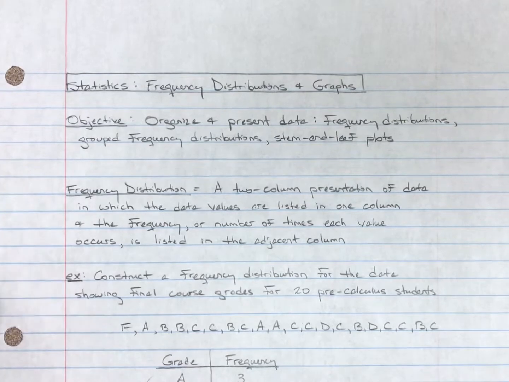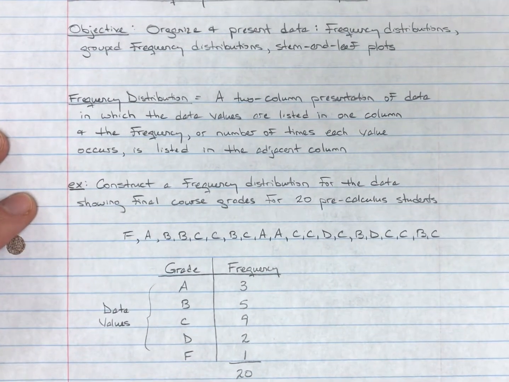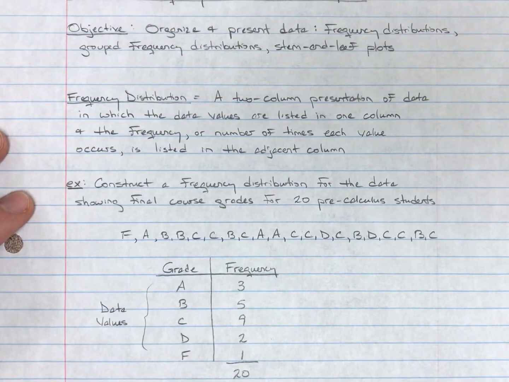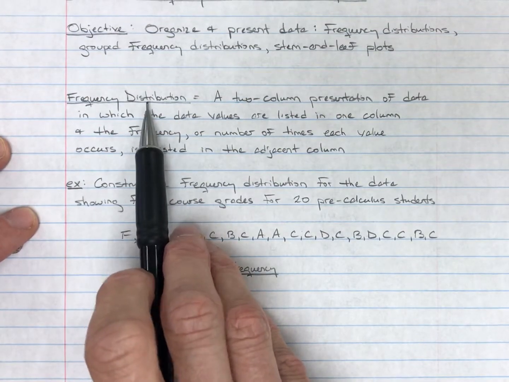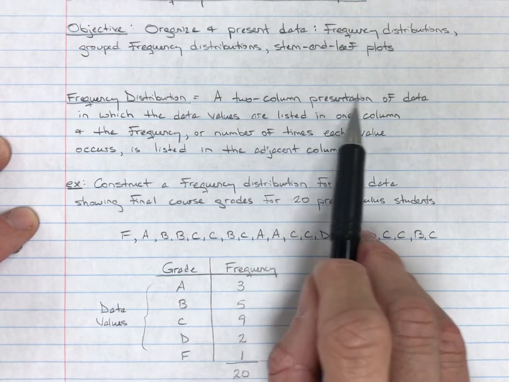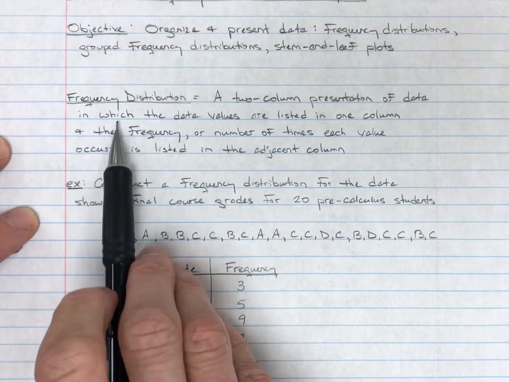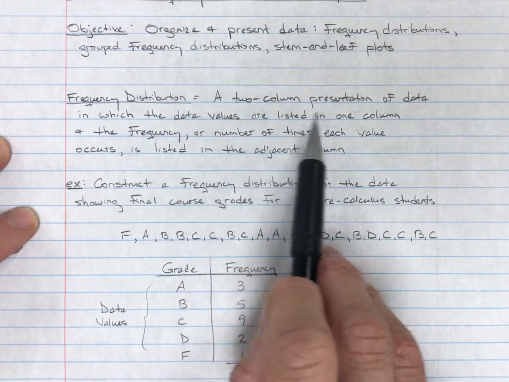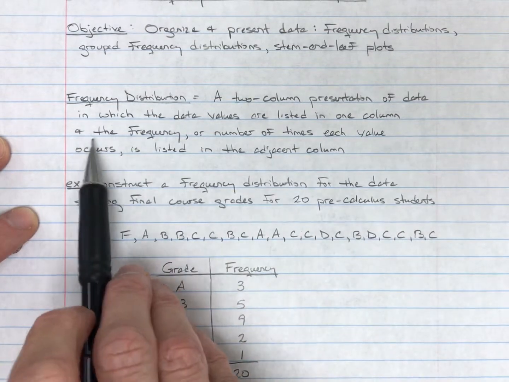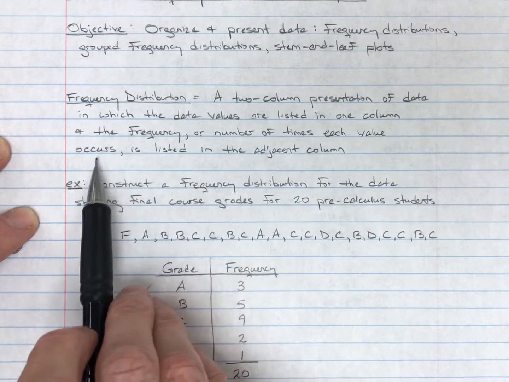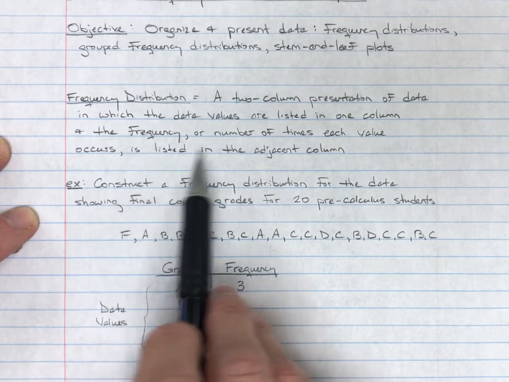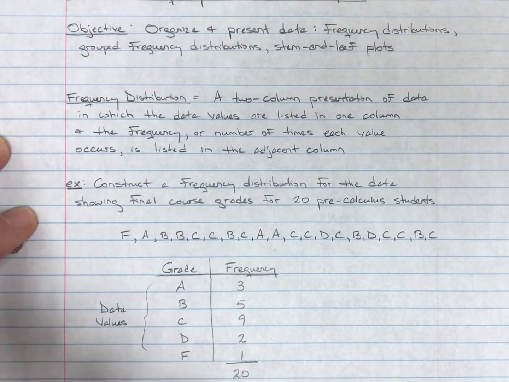plots. All right, so moving on with it, we're simply going to define what they are, and then we'll take a look at an example as to how to create one. A frequency distribution is a two-column presentation of data in which the data values are listed in one column and the frequency, or the number of times each value occurs, is listed in the adjacent column.